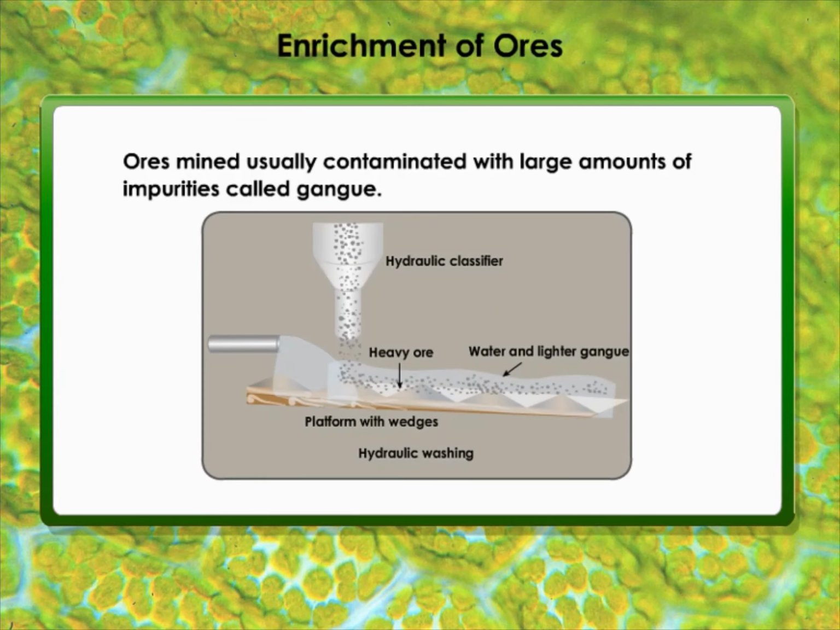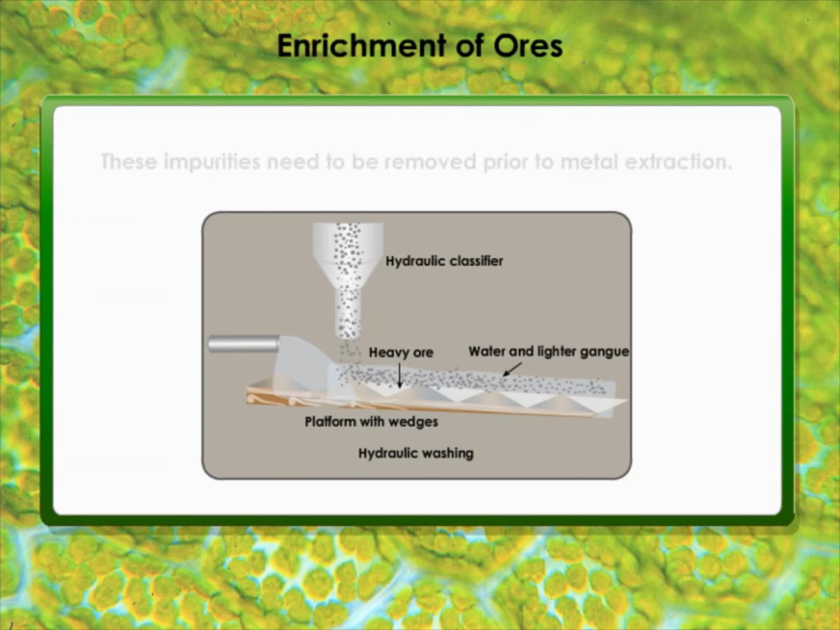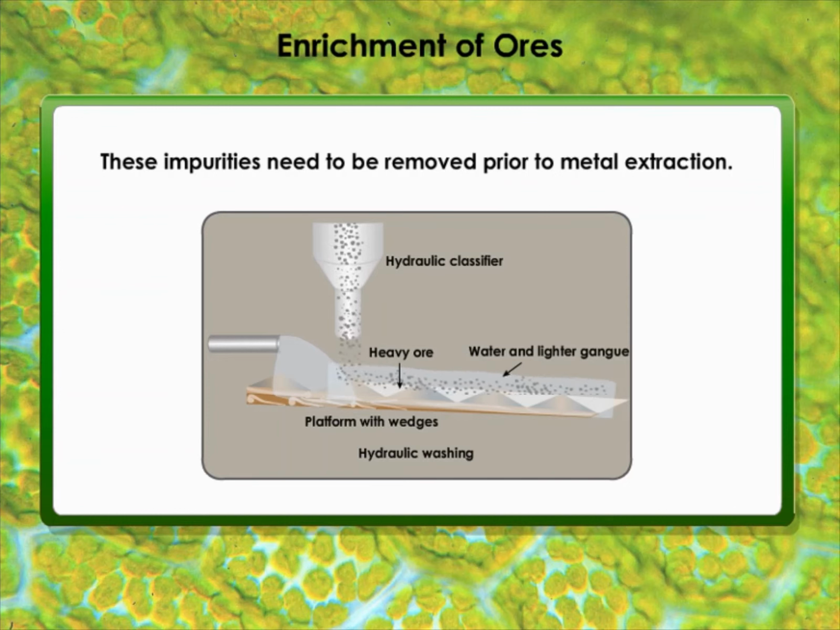Let's understand what is meant by the enrichment of ores. Ores mined from the Earth are usually contaminated with large amounts of impurities such as soil, sand, etc., called gangue. The impurities must be removed from the ore prior to the extraction of the metal. The processes used for removing the gangue from the ore are based on differences between physical or chemical properties of the gangue and the ore. Different separation techniques are accordingly employed.